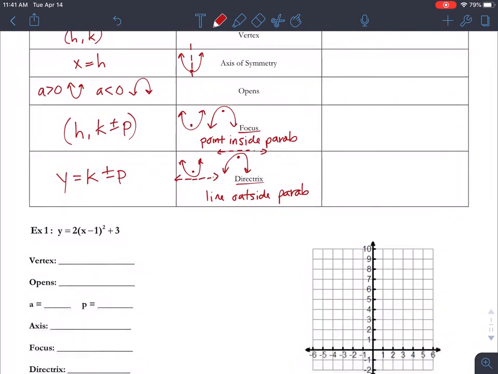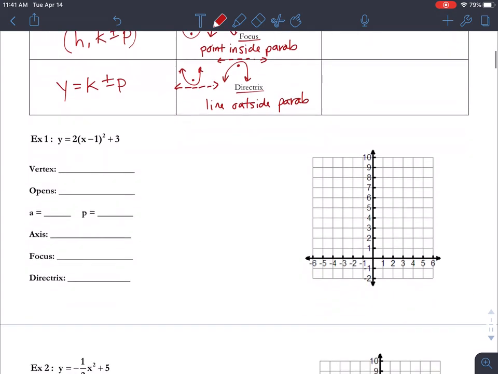Let's try graphing this. If I asked you last week to graph this, I hope your answer would be, yep, I know how to do that, because we just did this with inequalities. So let's try it out, guys. What is the vertex? The vertex is (1, 3). Again, opposite inside, regular out here. How do we know which way it opens? It opens up, because the a value is positive. The a value is 2.